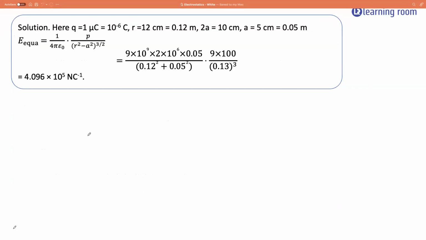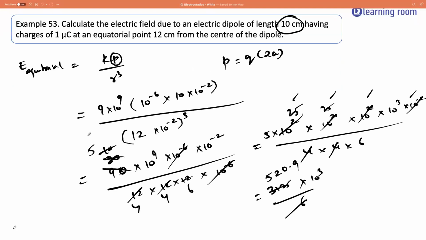You see, they took it as 12 square plus 0.05 square. So that is why our answer is somewhat close to it, 5.20 into 10 power 5 electric field only, Newton per Coulomb. Sir, but technically we aren't supposed to do this approximation because R is not greater than this. That is what I'm saying. This kind of a problem will not come.